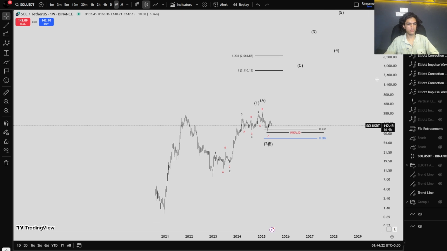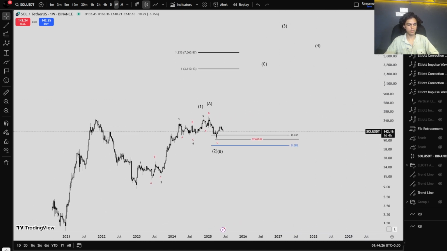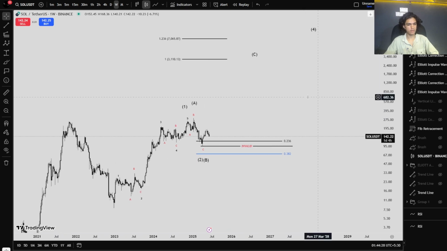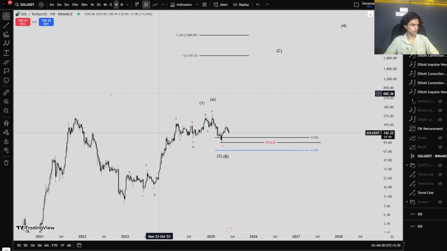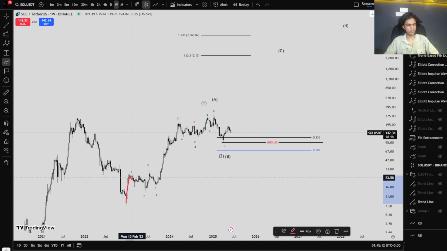I'm on the weekly time frame. For the bigger picture, I'll explain the wave counts that I've taken using Elliott waves. Starting from here at the bottom, where I break down this level, according to the count I took this as wave 1. Okay, and we had a correction wave, an ABC flat.